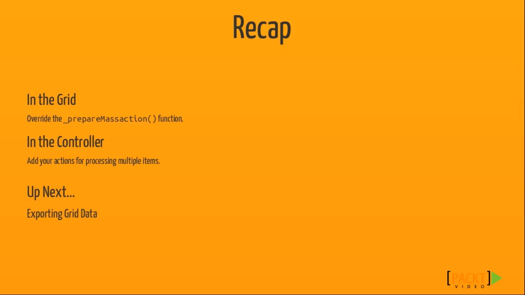In order to enable mass action support on our grid, we need to override an inherited function called prepare mass action. In this function, we can add different types of actions which map to controller actions for processing. Coming up next, I'm going to show you how you can export your grid data into CSV or Excel reports. So stay tuned.